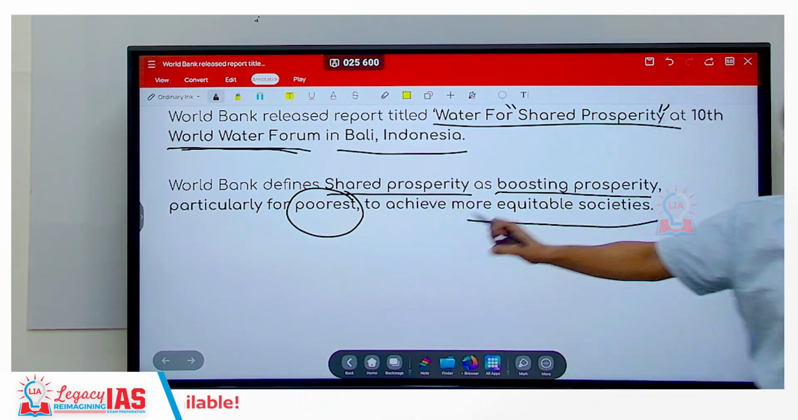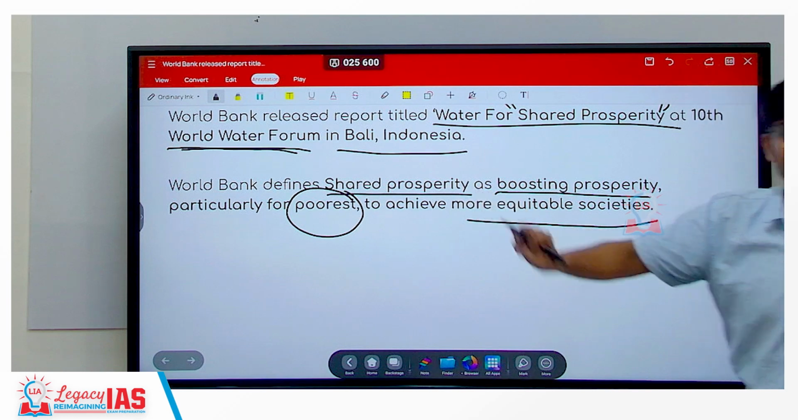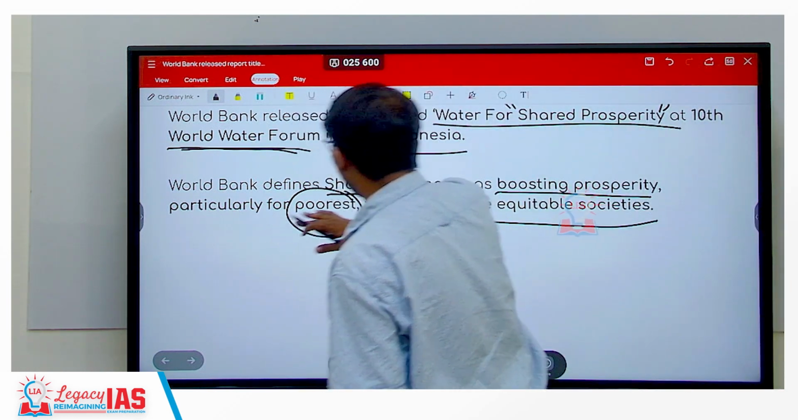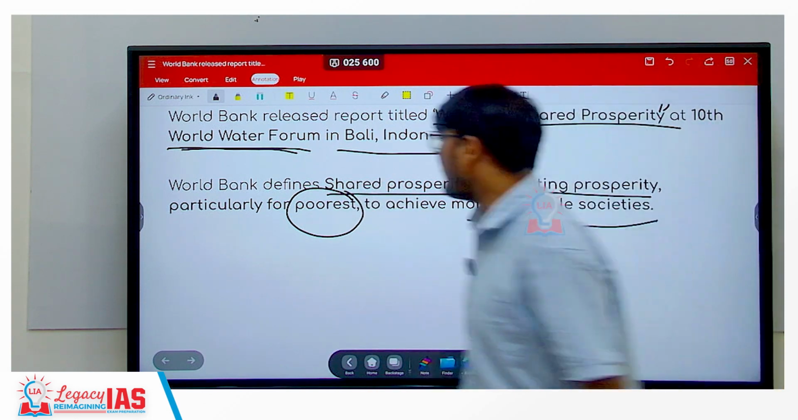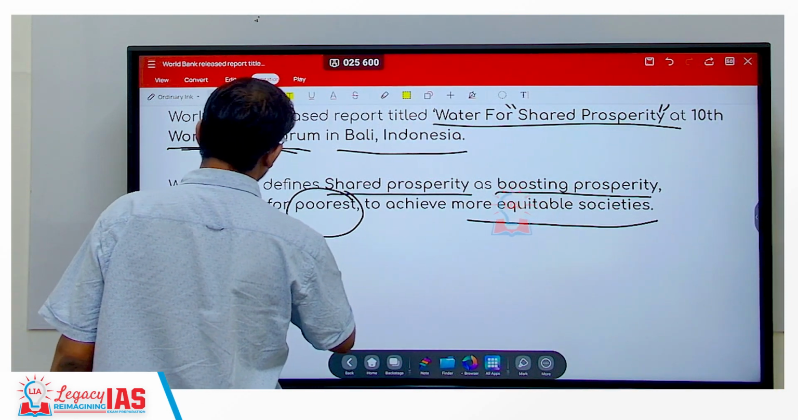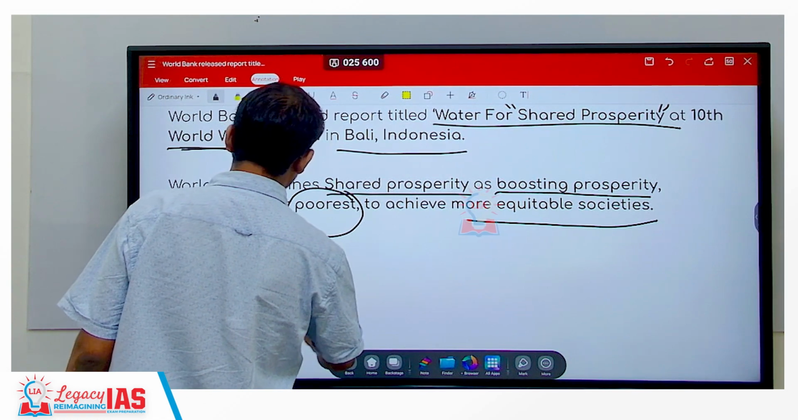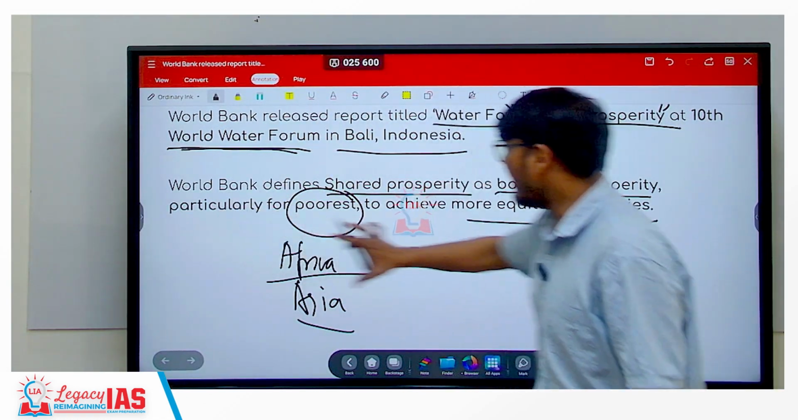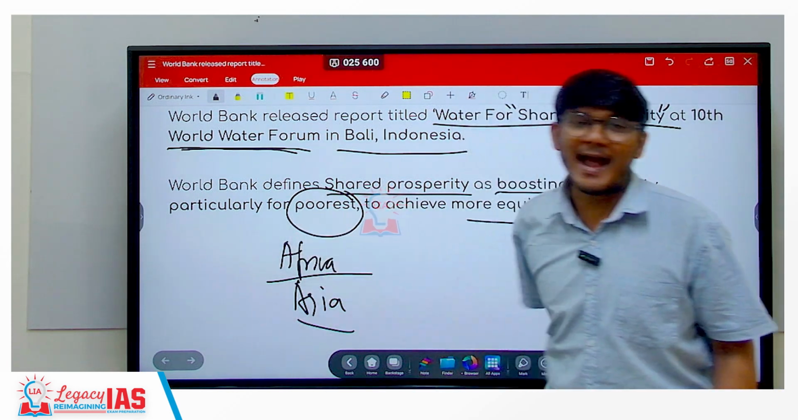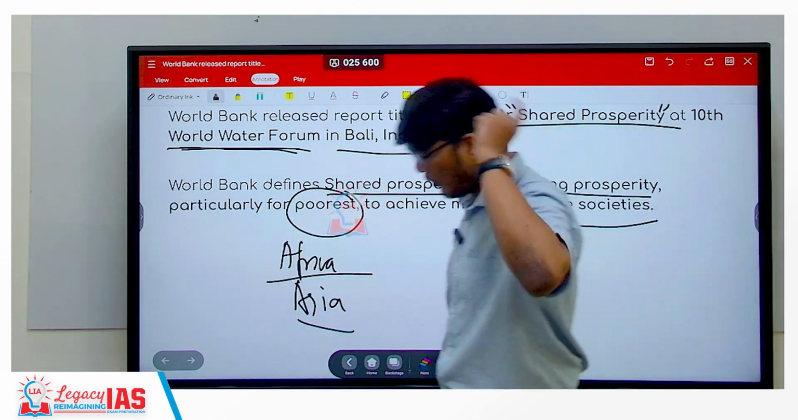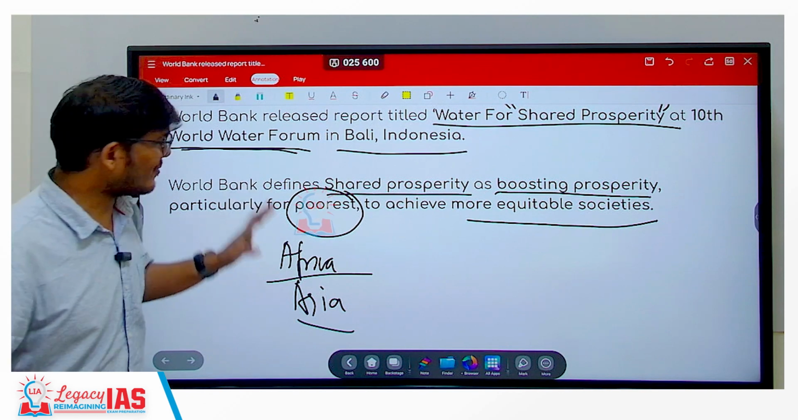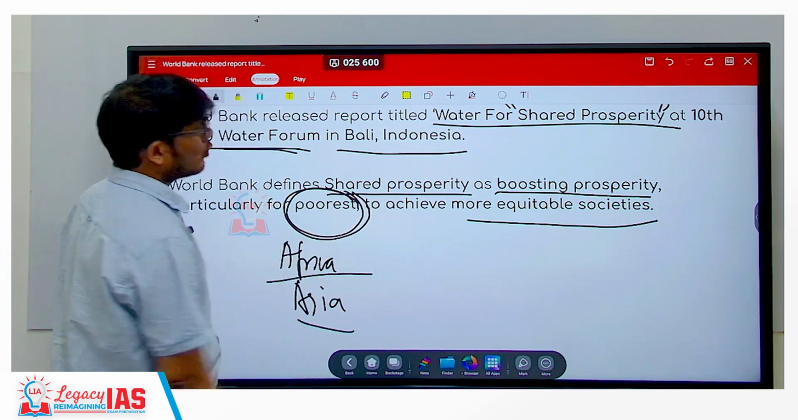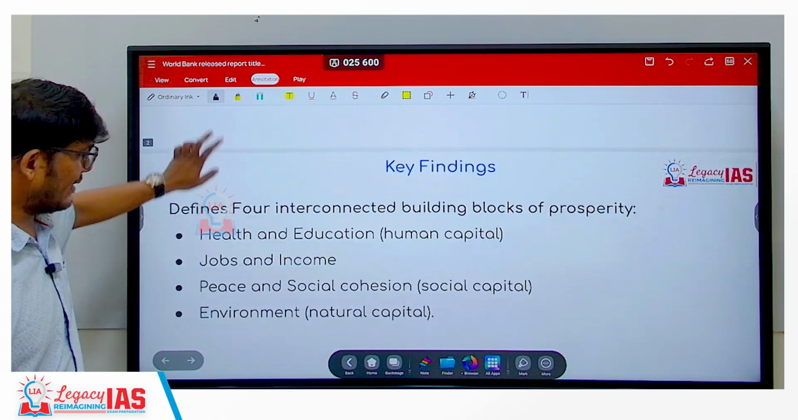Now in the question for UPSC, even this can be asked as a prelims question as one of the statements. What they will do is, instead of mentioning particularly for poorest, they may write particularly for Africa, particularly for Asia. So this is how your questions are made, keeping the entire statement as it is and just changing one word. That's all. So please remember, it is about boosting prosperity, particularly for the poorest to achieve more equitable societies.